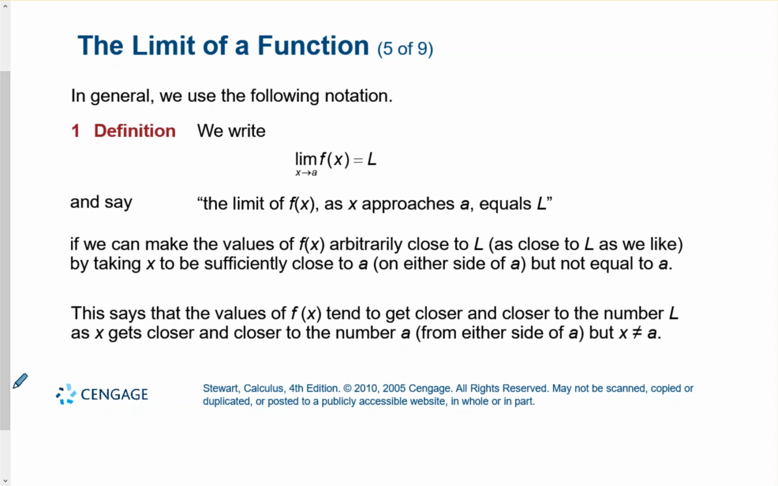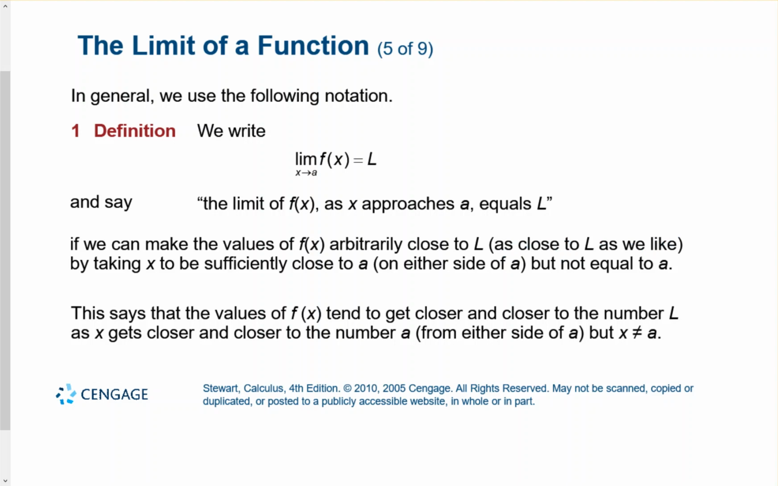So, the limit of a function. In general we would use this notation: the limit as x approaches a of f of x is equal to L. That's how we would express it: the limit of f of x as x approaches a equals L. We can make the values of f of x arbitrarily close to L, as close to L as we like, by taking x to be sufficiently close to a on either side of a but not equal to a.